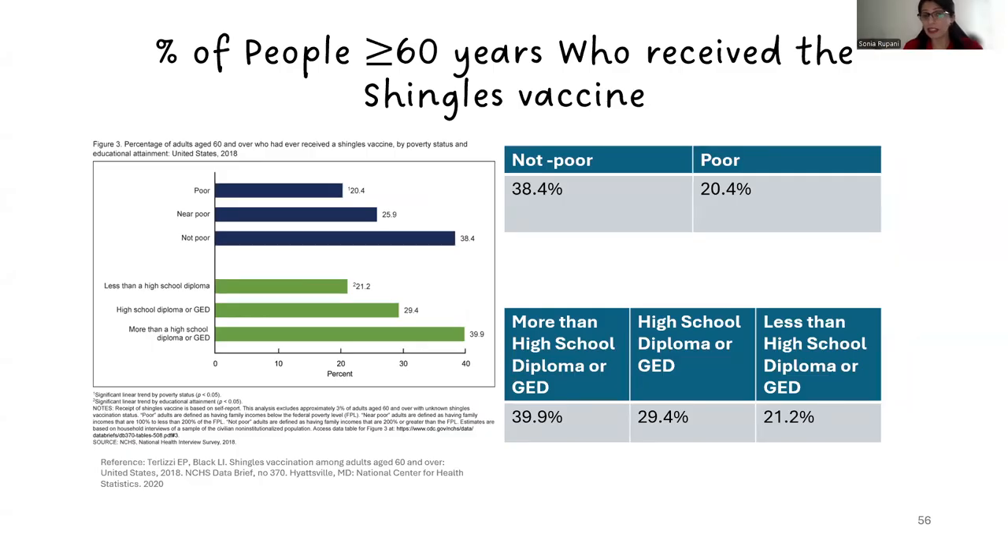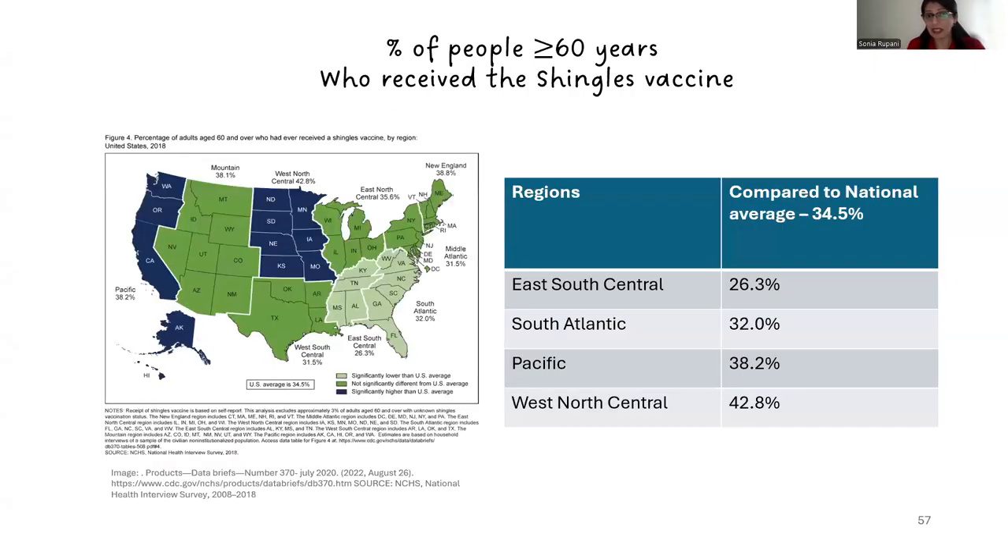When you look at educational status, people who had a high school diploma or GED and higher had a better percentage of vaccination as compared to those that had less than a high school diploma or GED. When we look at regions, again, we see a big difference. The East South Central, 26.3%. This is Tennessee, Alabama, Kentucky, right? This is where I'm from, Tennessee. And then when you look at West North Central, this is Minnesota, South Dakota, all those areas, the percentage is much higher, 42.8.